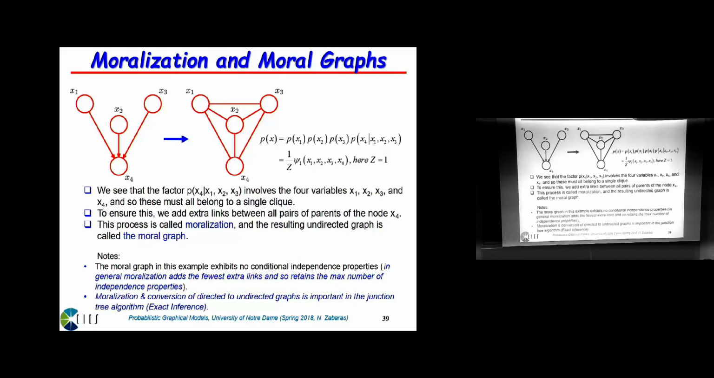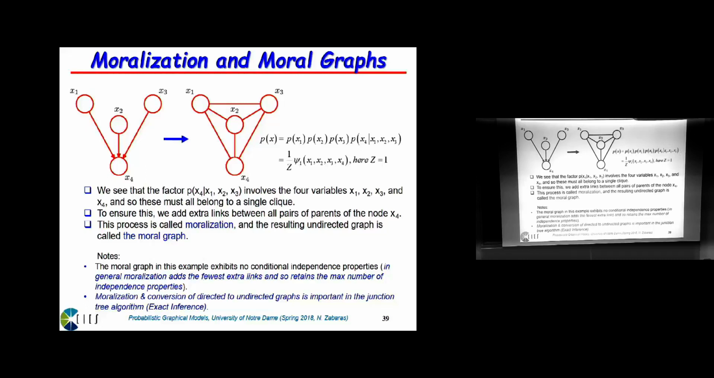All right. How do we transform now? We did lots of things about directed graphs. If you don't want to work with directed graphs, how do you transform them to undirected graphs? So let's look at the joint probability distribution for the directed graph. x1, x2, x3 have no parents. x4 has 3 parents, so we get something like that. All right.